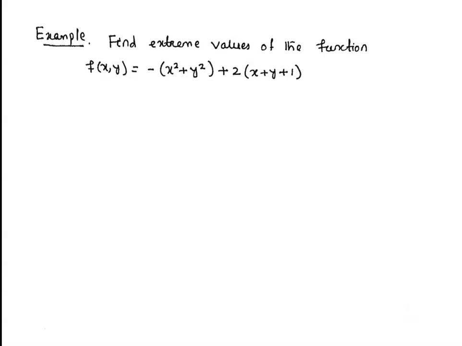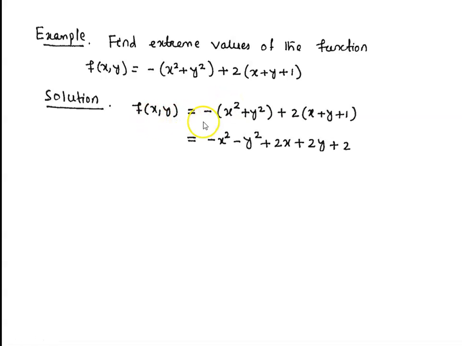Now let us discuss some examples on it. The question is: find the extreme values of the function f(x, y) = minus (x square plus y square) plus 2(x plus y) plus 1. Now here our function f(x, y) is minus x square minus y square plus 2x plus 2y plus 2.